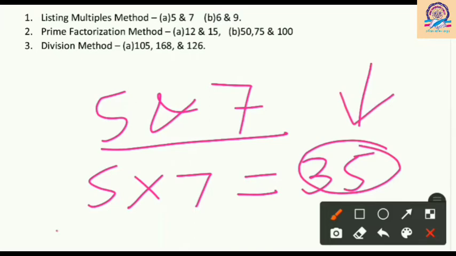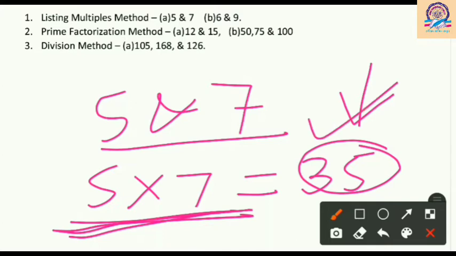Why? Just because 5 and 7 are co-prime numbers. So it is just a small note for you, remember it. If you are getting any pair of co-prime numbers, their product will be their LCM. You don't need to use the listing multiples method or any other method. Directly multiply, find the product, and that will be their LCM.